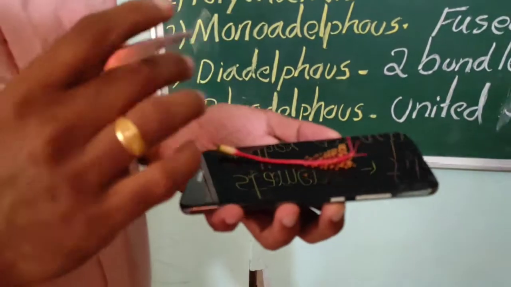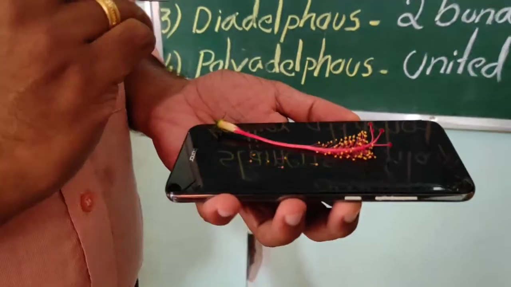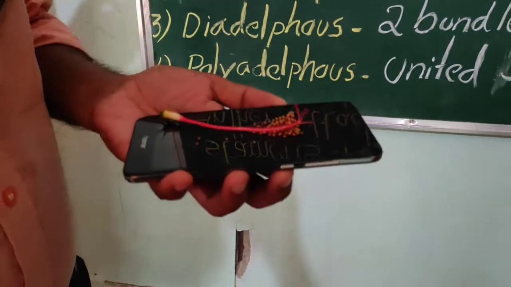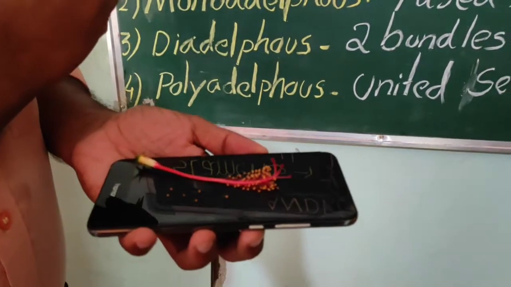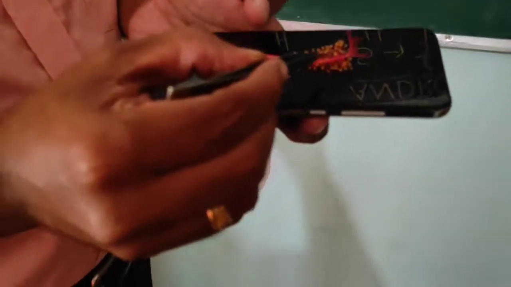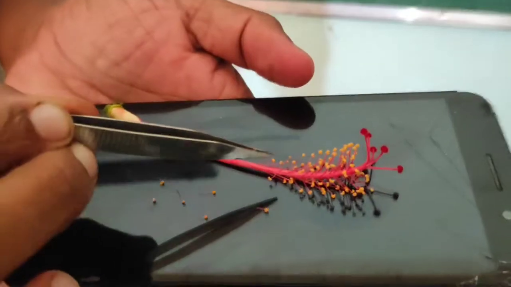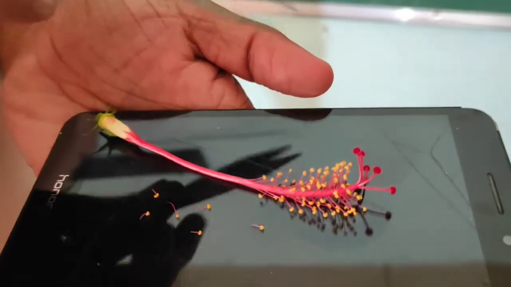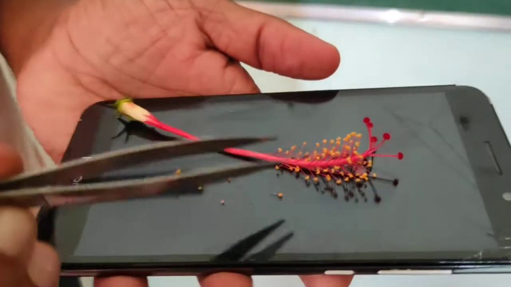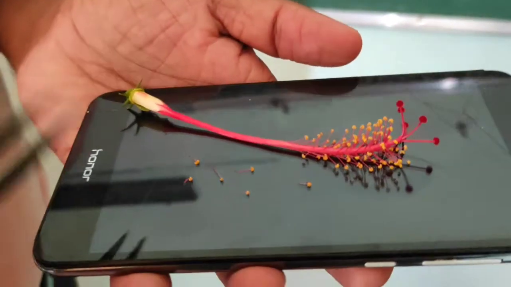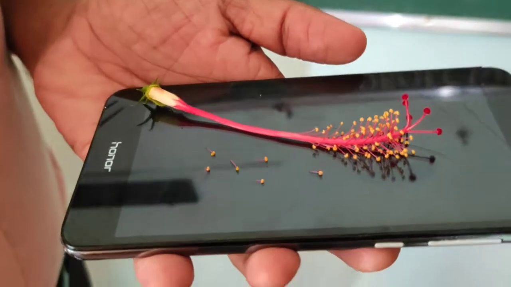So this flower is hibiscus, and we know that there are stamens in the androecium. The individual units are known as the stamens. So here, all these are what? The stamens. There are so many stamens. Here you can see these individual stamens.